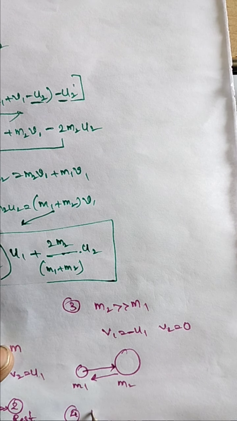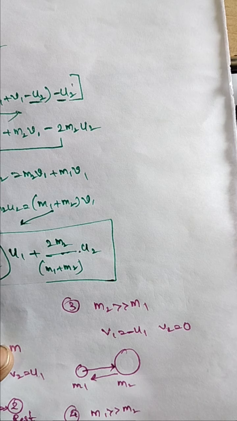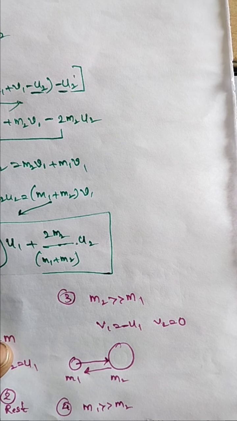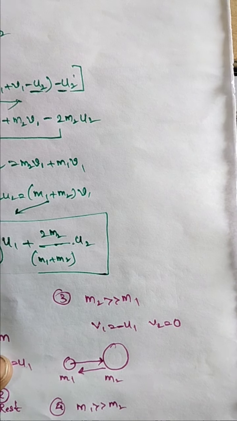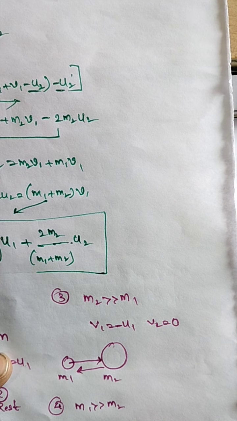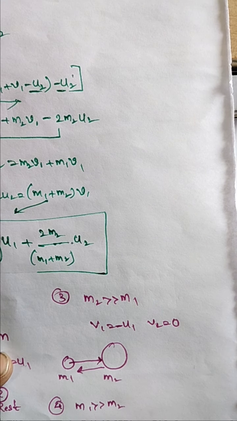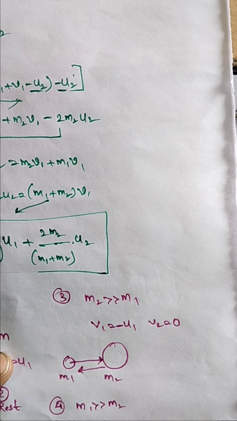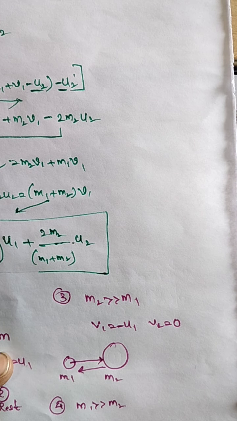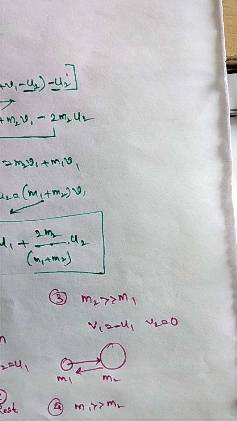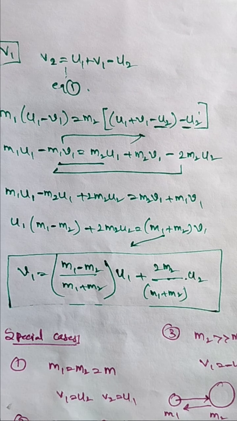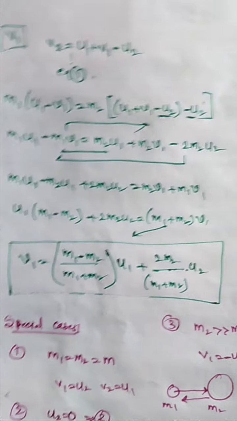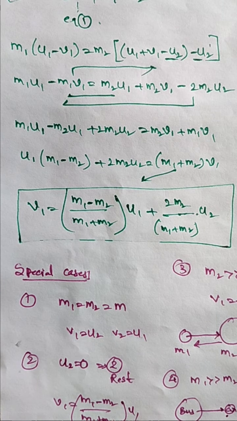Suppose in the fourth case, m1 is very much greater than m2. This is a bus, and this is a very small car or scooter or bike. So this bus is colliding with the car or scooter. What happened? v1 is equal to u1 and v2 is equal to 2u1. In this case the car is moving at double the velocity of the bus. So these are collisions in one dimension, or head-on perfectly elastic collisions, and some special cases.